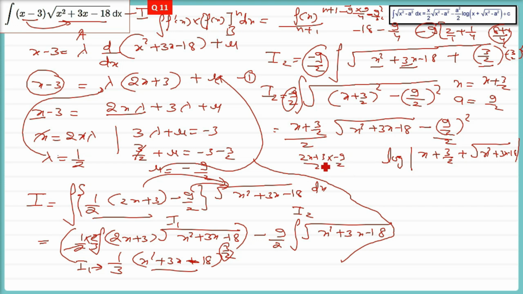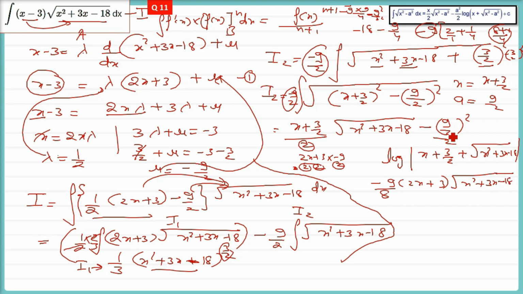So there is no cancellation. So we have three 2's in the denominator. One from x plus 3 by 2, one already there in the denominator, and then one coming from negative 9 by 2. So you'll get negative 9 by 8 here. And the numerator will become 2x plus 3, under root x square plus 3x minus 18, like that.